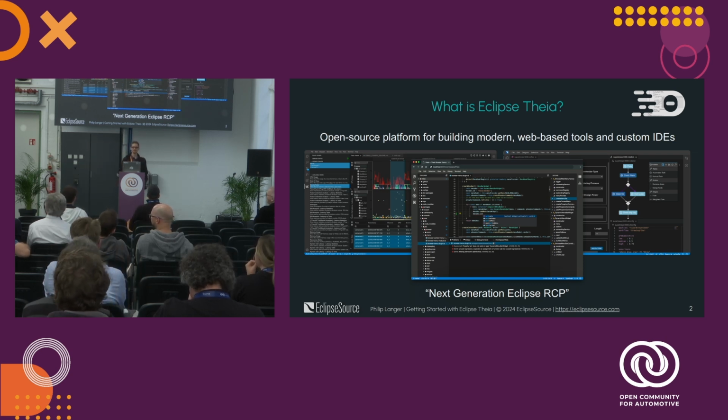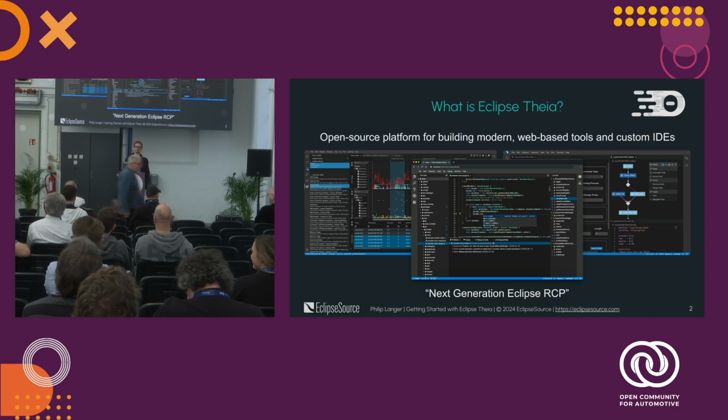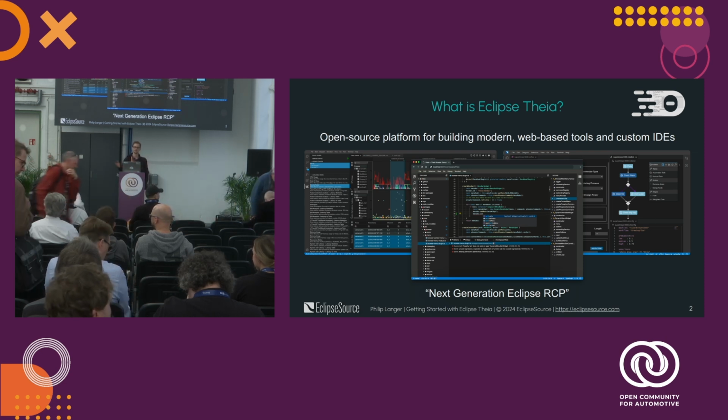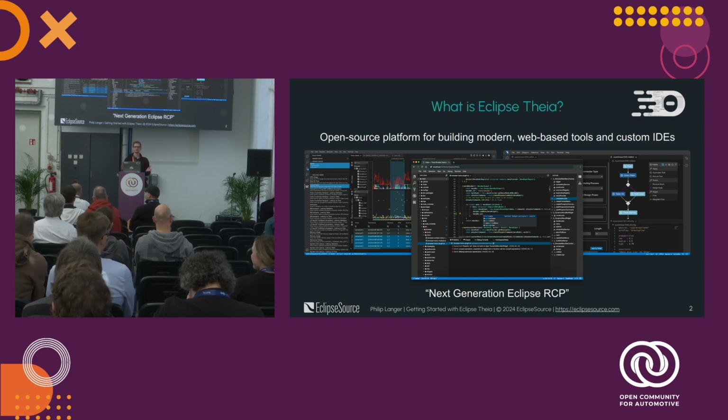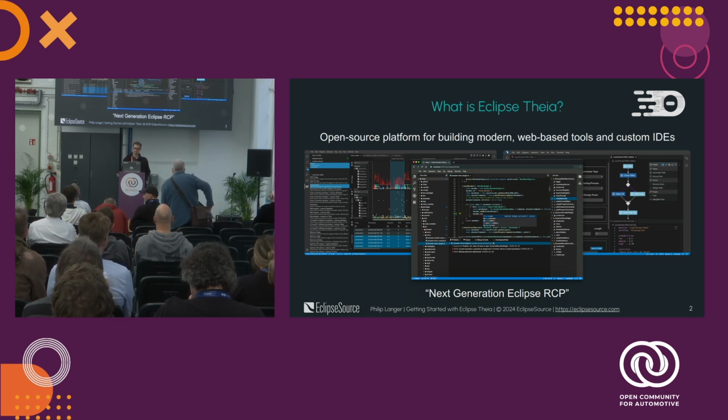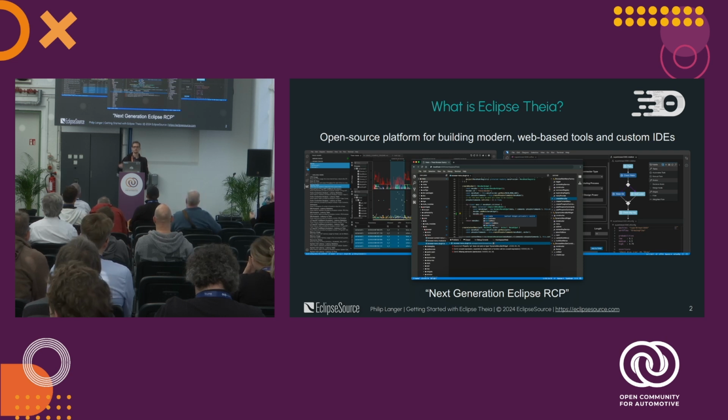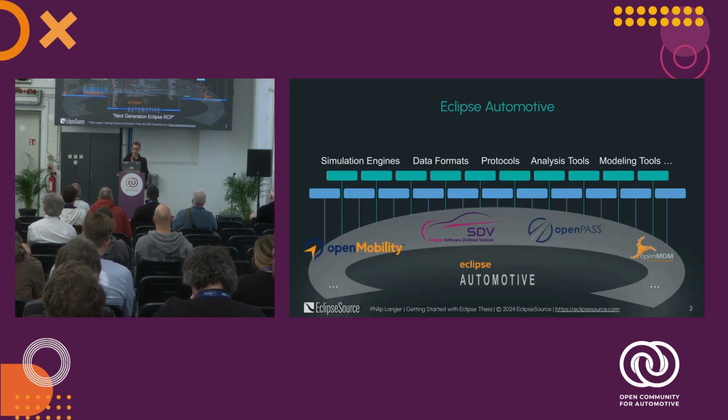I will, of course, go much more into detail, but just if you have never seen Eclipse Theia yet, here are just a few pictures. So Theia is an open source platform for building modern web-based tools and custom IDEs. And in general, you can think of it as the next generation Eclipse RCP. So basically a platform for building tools. What does that now have to do with Eclipse Automotive?